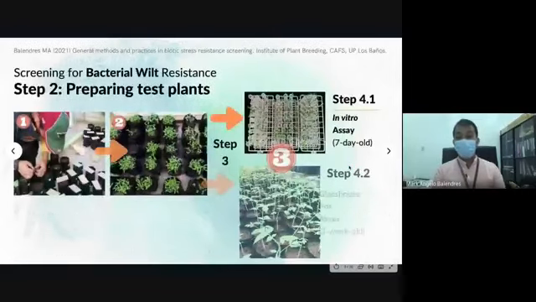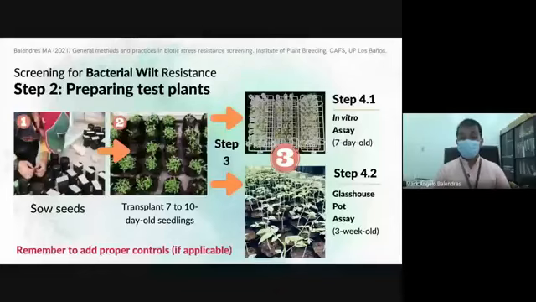Right. So you already have your inoculum, you already have your bacteria, and you know that there is a disease in the field, and you want to check for materials that have resistance to this particular disease. So you start sowing your seeds. For tomato, you sow them 3 weeks before your test, and transplant them after 7 to 10 days.